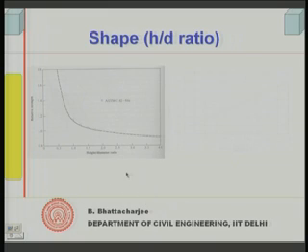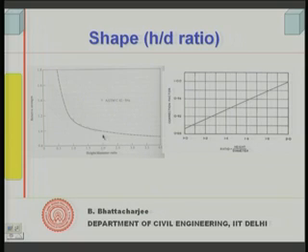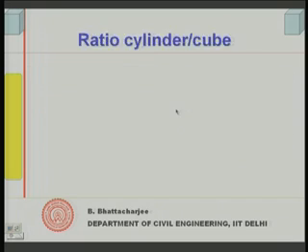This same thing in curve form is given in IS 516. Here is the ratio of H by D and the correction factors, which I mentioned: for H by D ratio equals 2, this equals 1, and for other values 1.0, 0.91, 0.89, etc. Similarly, ASTM C42-84A gives you this sort of curve, where this is height by diameter ratio and this is relative strength. So, this is what it is.